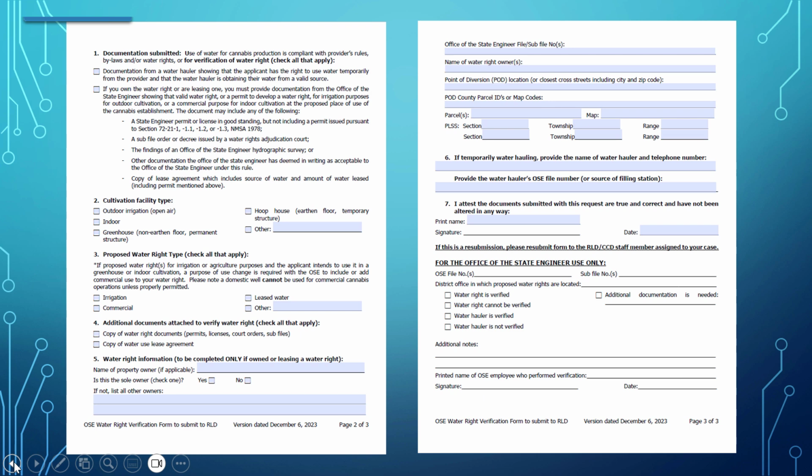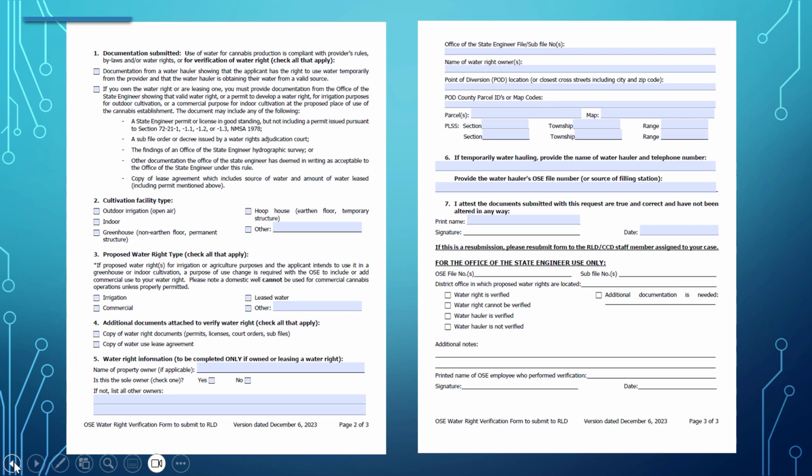We have a list of water haulers. If they're not on the NMED list of water haulers, they will need to get on that list that is approved by the Drinking Water Bureau with the New Mexico Environment Department. And under number 7, you will attest that all the documents and information that are provided are correct, and you will have that printed and signed.